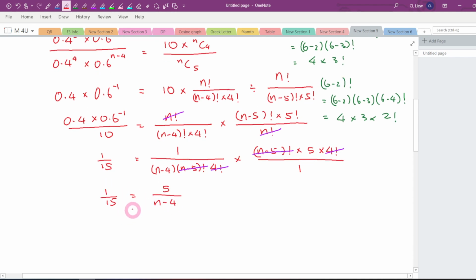Now we can do cross multiplication. So n minus 4 times 1, which is still equal to n minus 4. 5 times 15, which is equal to 75. So n is equal to 75 plus 4, which is equal to 79.